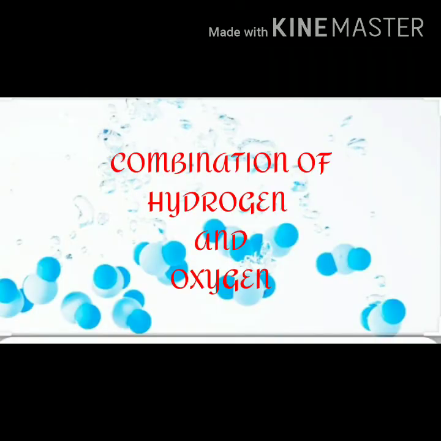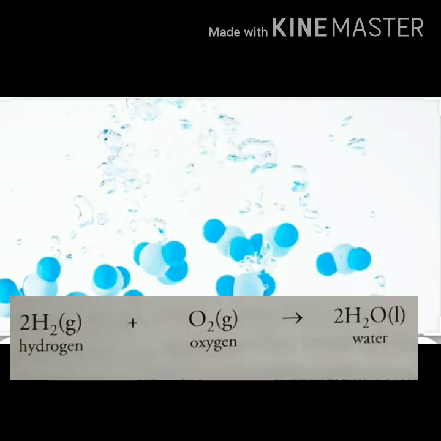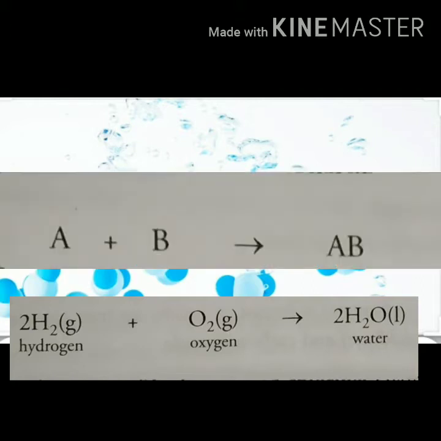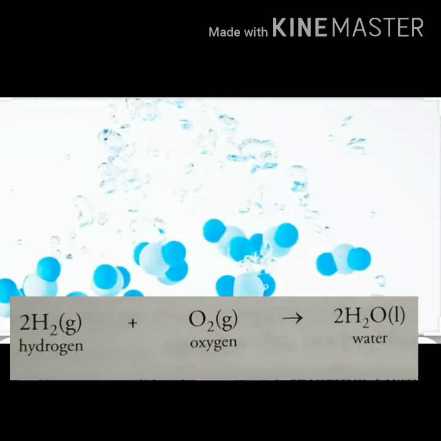The next example is combination of hydrogen and oxygen. Hydrogen combines with oxygen to give you water. H2 plus O2 gives out H2O. Here H2 is A, O2 is B. A plus B will give you AB, that is H2O, that is water. So this is another example of a combination reaction. So always in a combination reaction, A will react with B to give you AB, a single product.